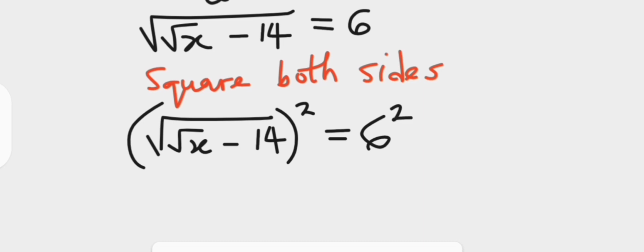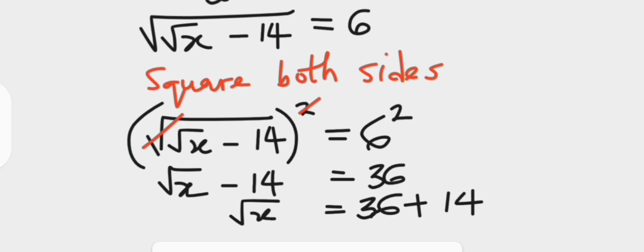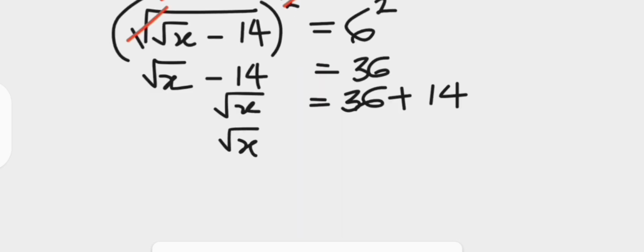On the left hand side, the square root cancels the square, meaning that we will be left with the square root of x minus 14. On the right hand side, the square of 6 is 36, and we add 14 to both sides. So adding 14 to both sides means that we have the square root of x equals 36 plus 14, and that's the square root of x equals 50.